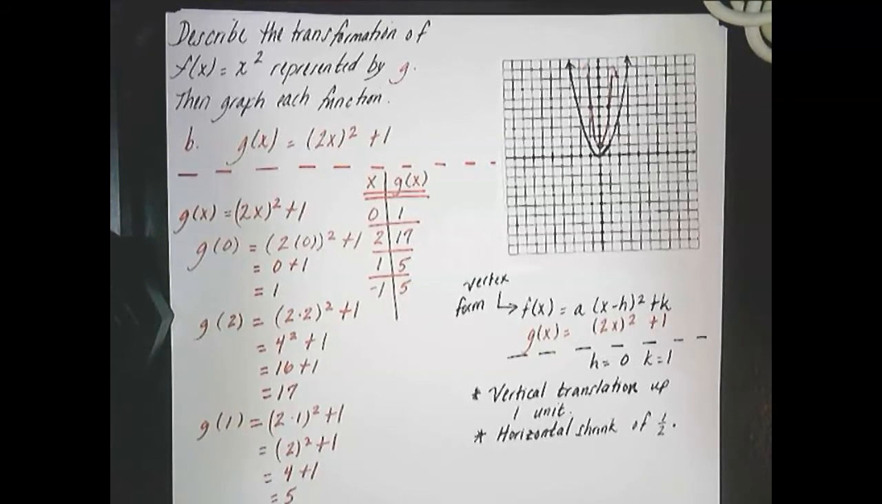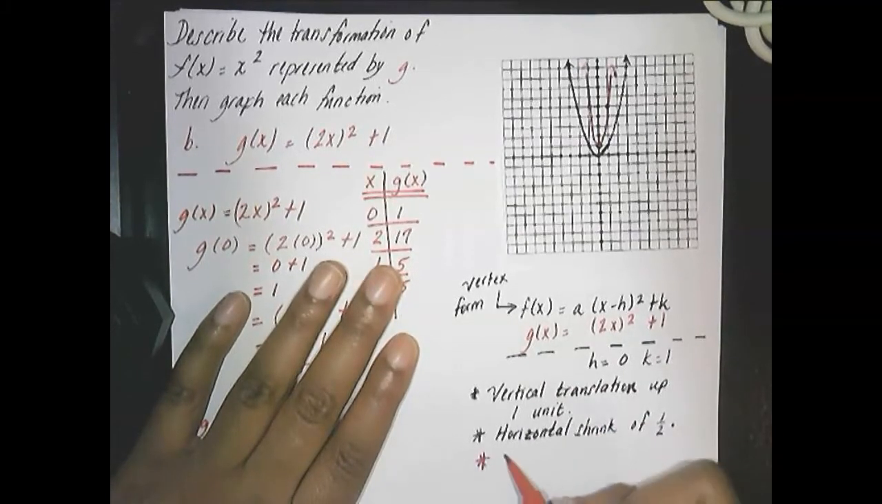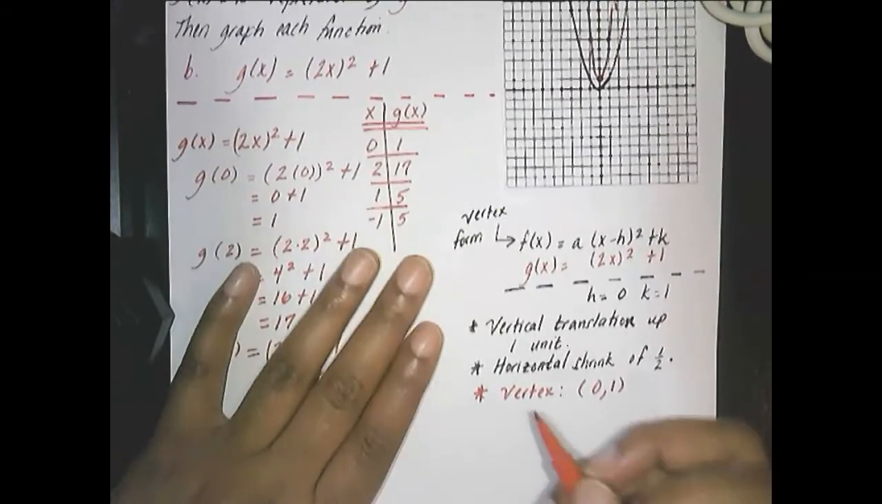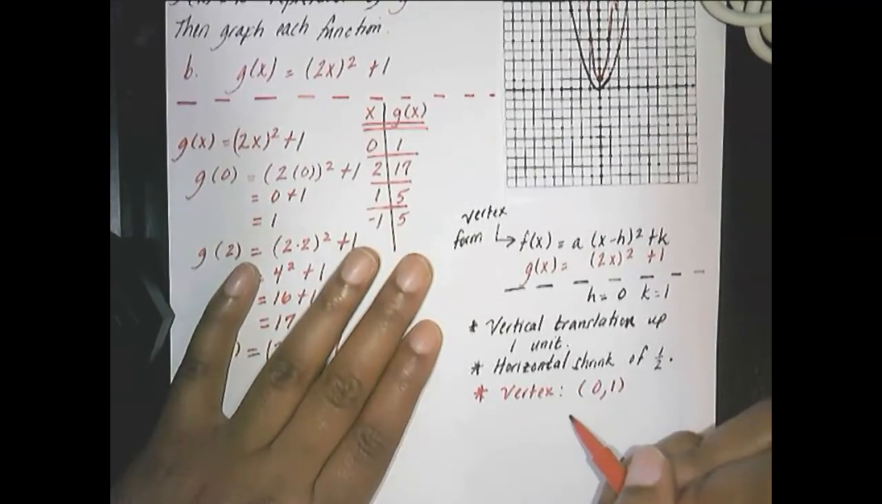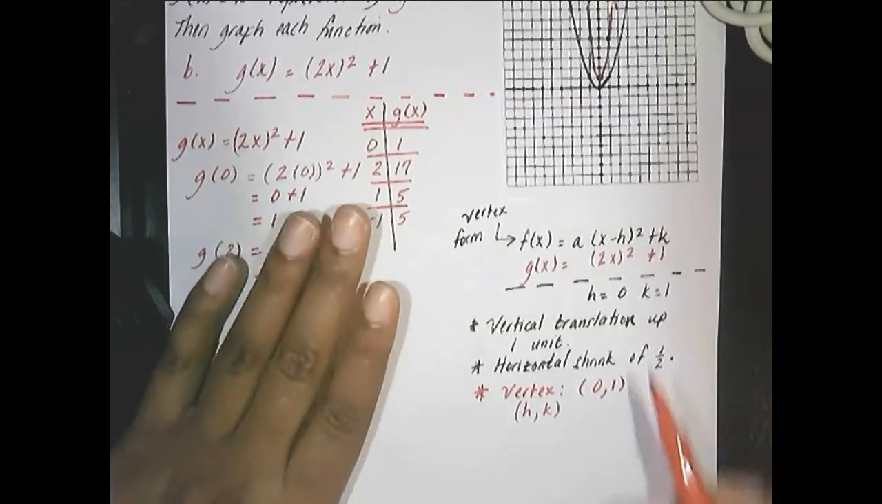I want to make sure, just in case, because I may ask you about your vertex. Your vertex in this case is at (0, 1). I put this in another video, but in case you missed it, the vertex is whatever coordinates you have for h and k, and this is known as vertex form.